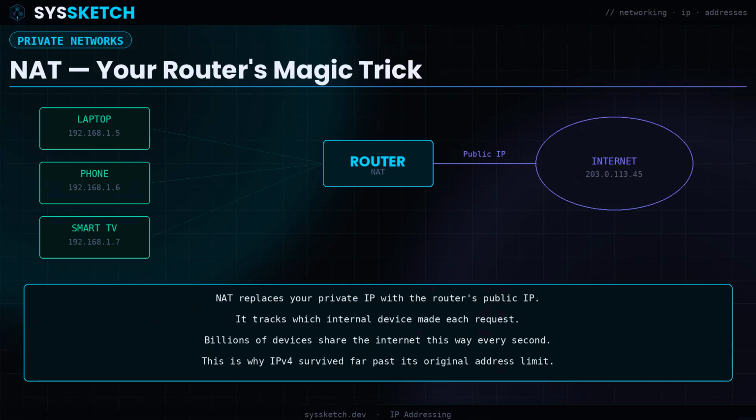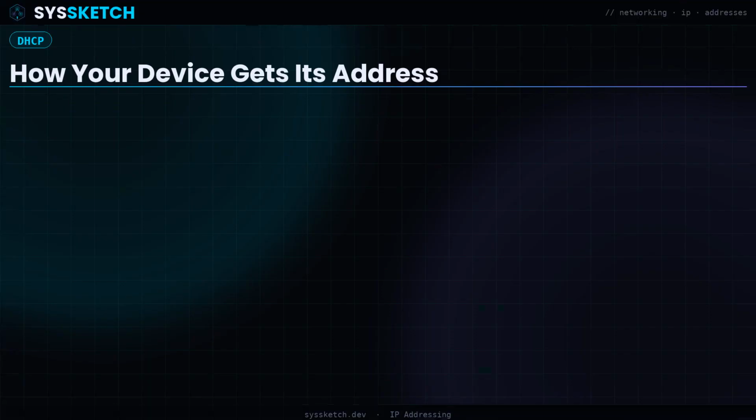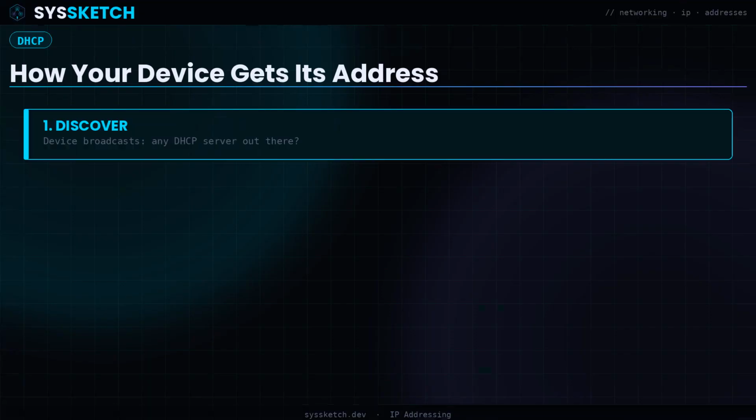NAT is a big part of why IPv4 survived as long as it did. It allowed thousands of devices to share a single public address rather than consuming one each. But NAT adds complexity, breaks certain protocols, and introduces latency overhead. IPv6 is explicitly designed to make NAT unnecessary. Every device can have a genuine globally routable address of its own.